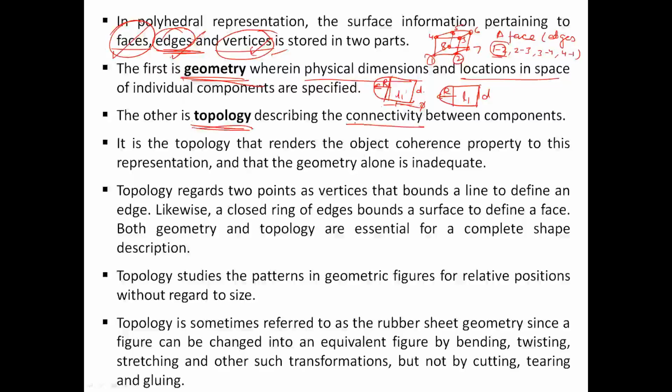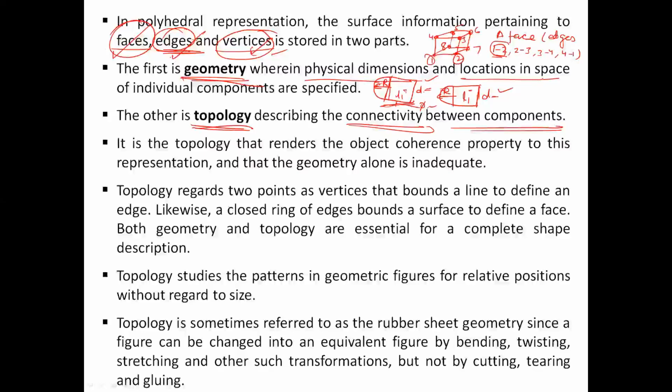Topology is nothing but the connectivity between the two components. So if I start to compare this figure with this figure, what you understand is D is equivalent to D, L1 is equivalent to L1, R is equivalent to R. But what happens is the object is inclined at an angle phi. So when you find out the actual dimensions, L1 and D will not be similar. Okay? So they are not geometrically similar. Is it understood?